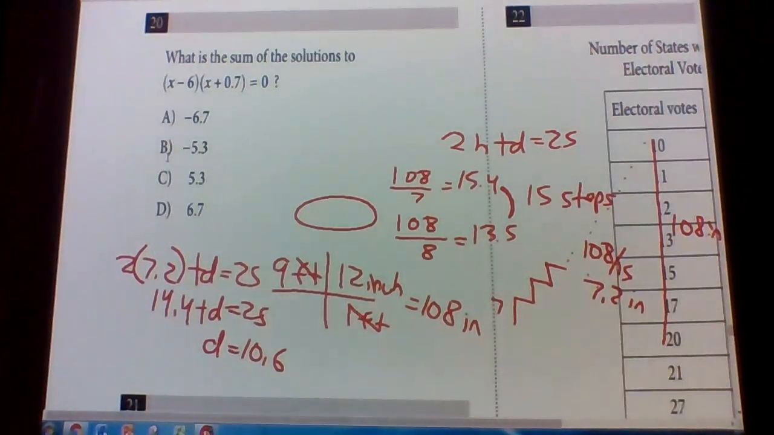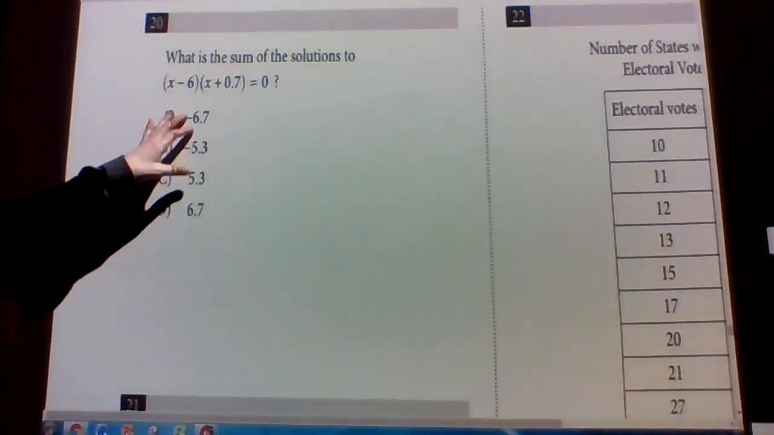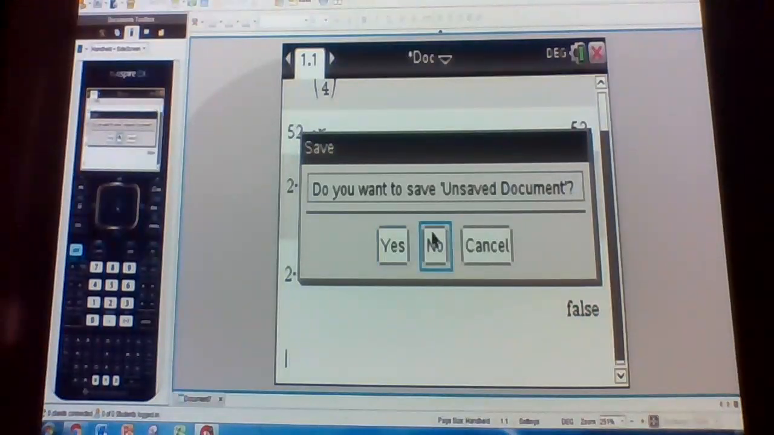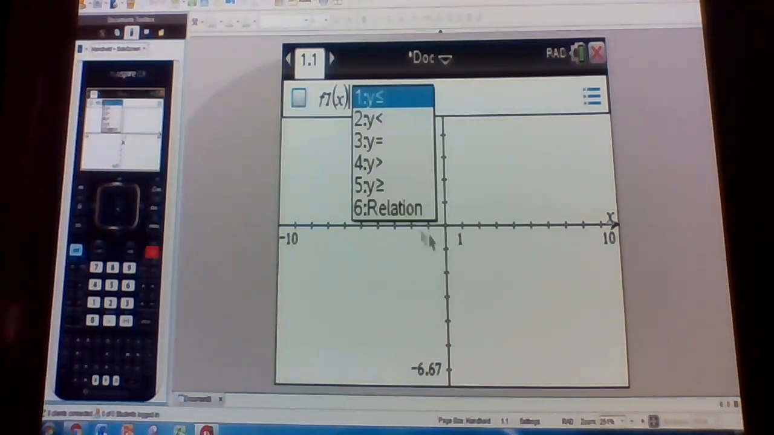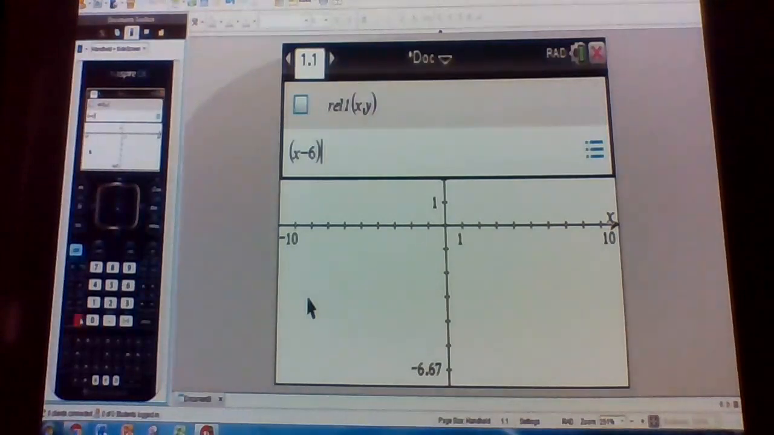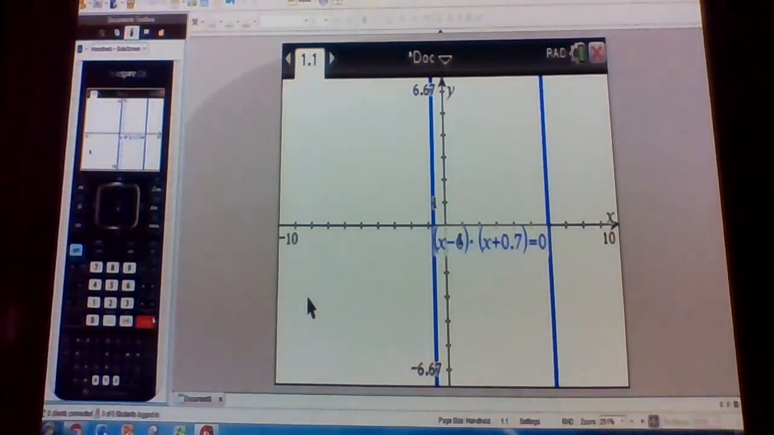Okay, we want to know the sum of the solutions. So this is a quadratic, so you can just put it in the calculator. Let's do that. The sum of the solutions. So let's go to our calculator, go to the graph. Okay, again, backspace to delete this, we just want relation. x minus 6, parentheses, x plus 0.7, parentheses, equals 0. Right? We really didn't want that.